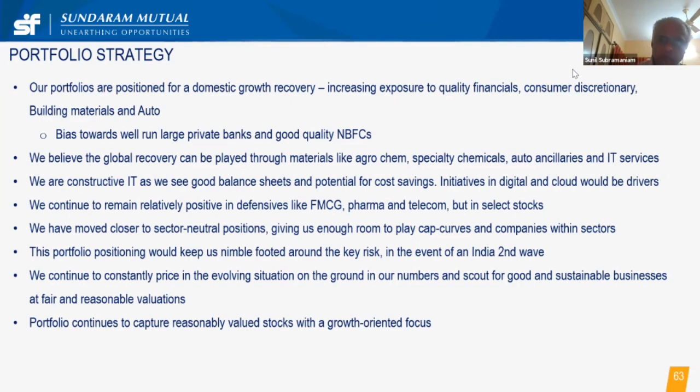Why? Because we also want to take care of the risk of a second wave, which could happen in India. But overall, our position is captured there: we are looking for reasonable value with a growth focus.